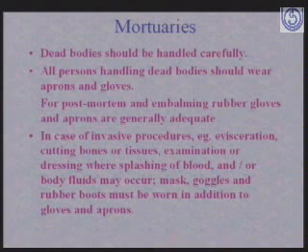For post-mortem and embalming, rubber gloves and aprons are generally adequate with plastic aprons. And in case of invasive procedures like evisceration or cutting bones or tissues, examination or dressing, wherever splashing of blood is expected, mask, goggles and rubber boots must be worn.